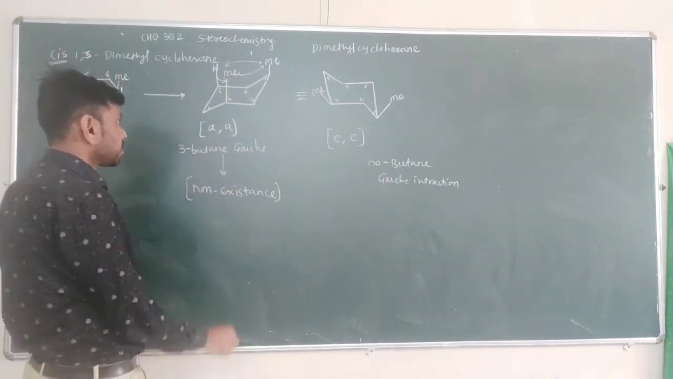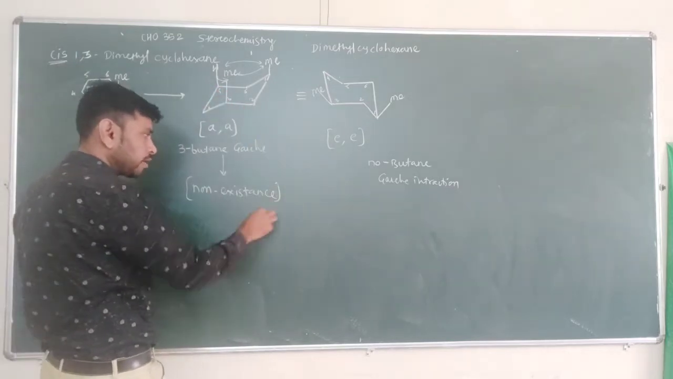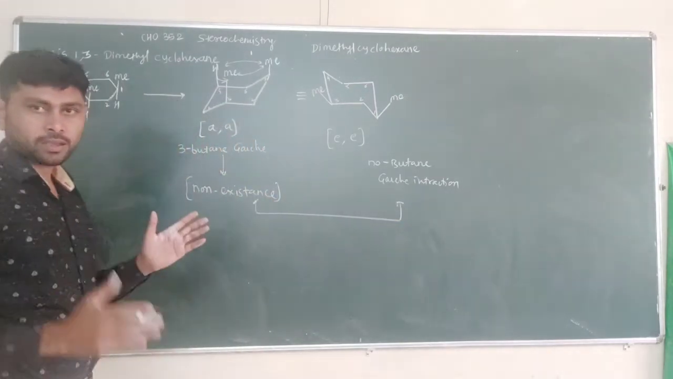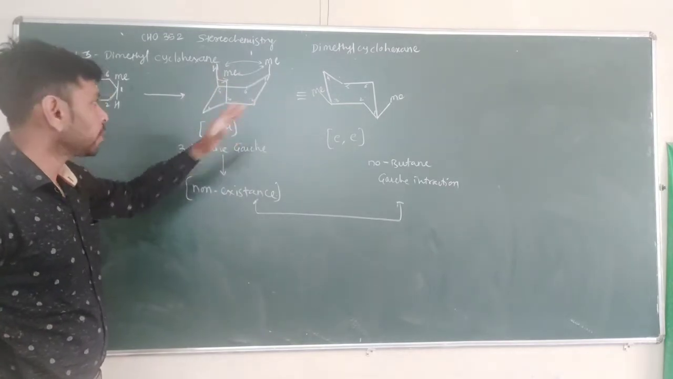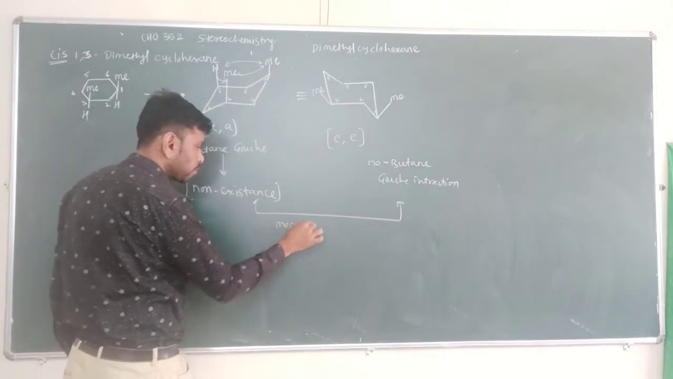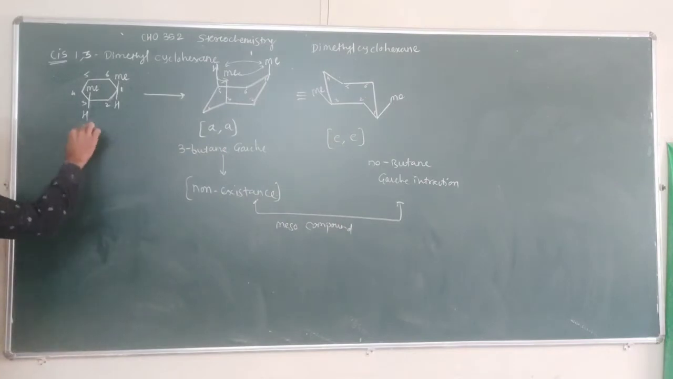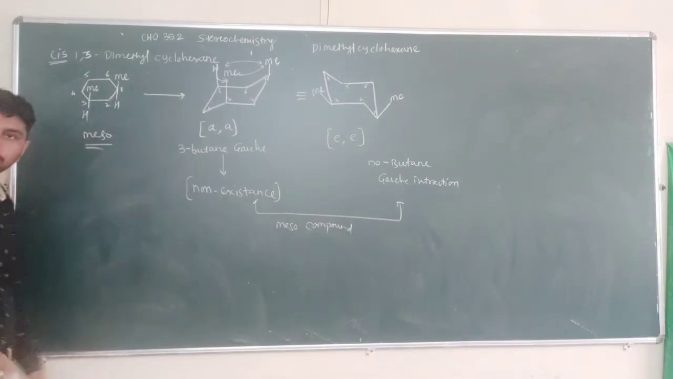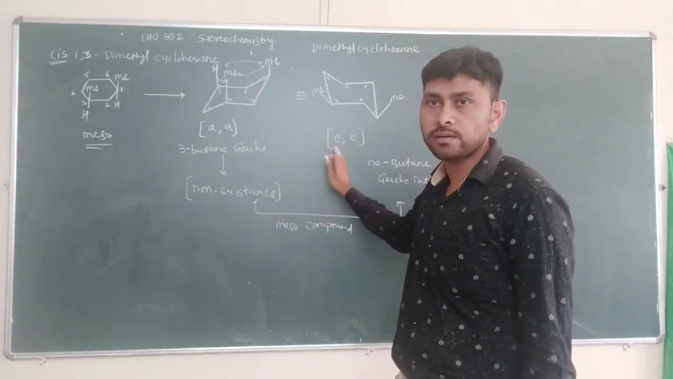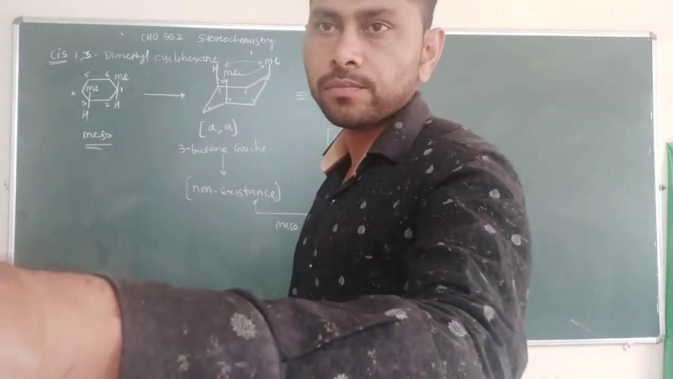And here, if we look at the structure, then this structure is a symmetrical structure. So due to the symmetry, it can be converted to both. We pass a symmetrical plane through this. Due to this the structure is showing a meso compound. This is a meso compound. Also in the chair form it is a meso structure, and in planar form it is also a meso form.